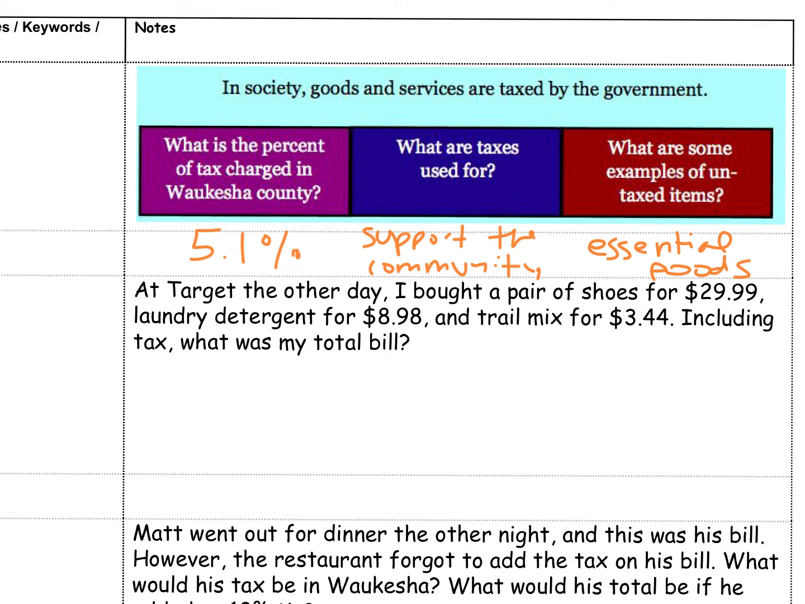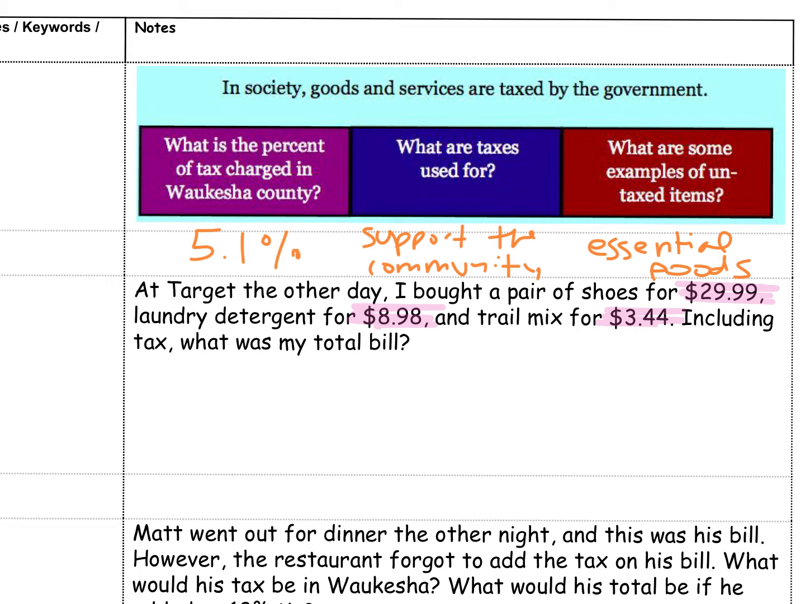Anything that you have to live is untaxed. So looking at the next question, this is going to be a little bit of a real world application. I was at Target the other day and I bought a pair of shoes for $29.99, laundry detergent for $8.98, and trail mix for $3.44. None of those are essential, so those are all taxed.